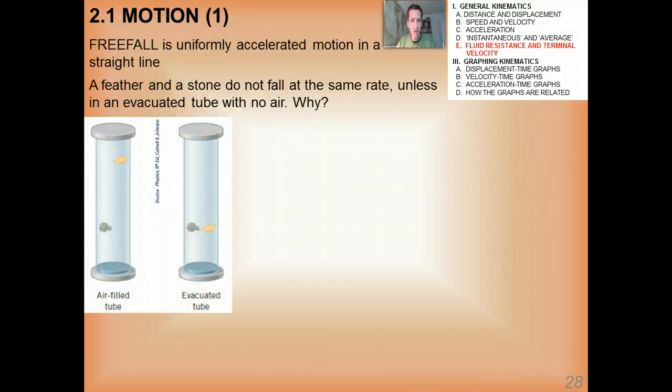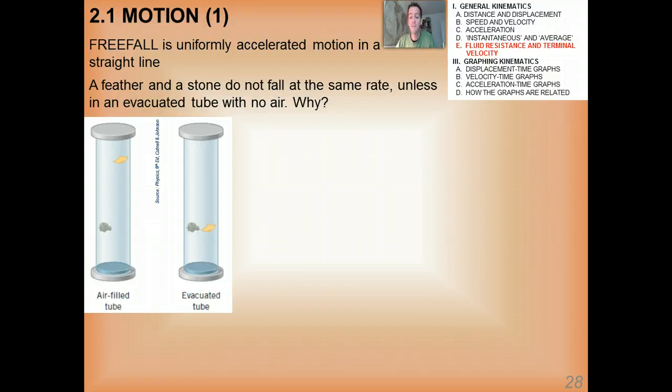Free fall turns out to be uniformly accelerated motion in a straight line, which is good for us because that's what we study in this class. With the exception of circular motion, we don't really deal with acceleration in anything but a straight line. So for us, it's sufficient to quantify acceleration as being either positive or negative. We'll talk about that more later.